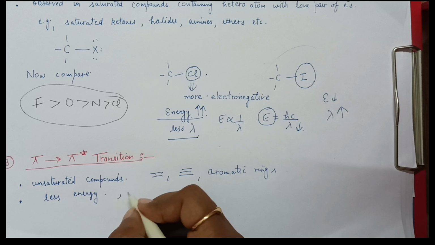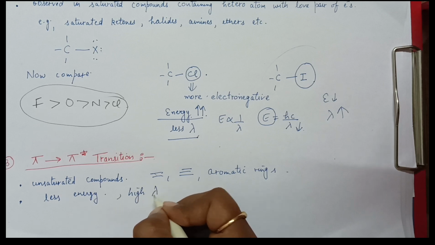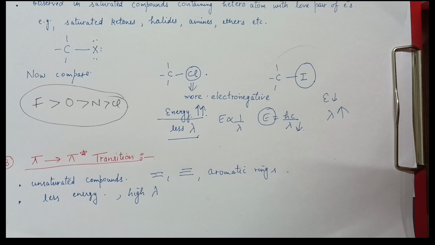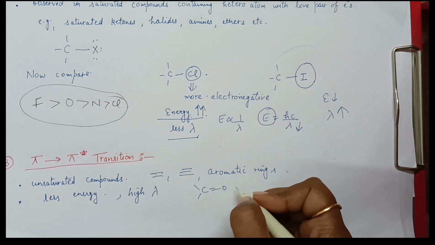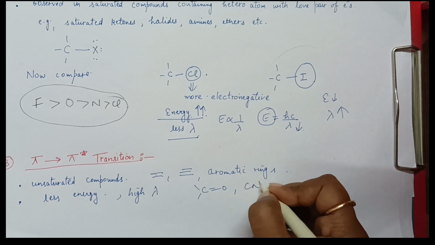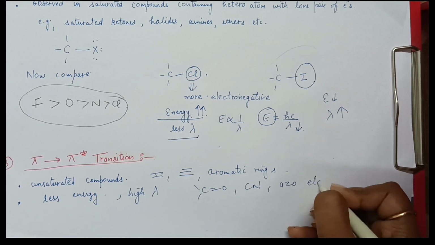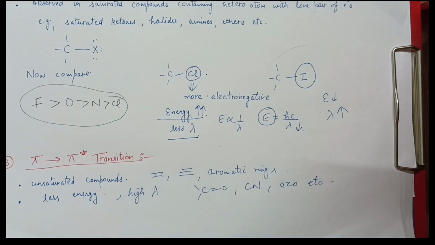So less energy means high wavelength. High wavelength will be required. So examples will be what? Alkenes, alkynes, carbonyl compounds, cyanide, azo compounds, etc. So all of those which will be having the unsaturation, double bond or triple bond present, those will show the pi to pi star transition. Now we will discuss about the overall energy profiling very shortly in this video or maybe in the next video. So now we will move on to the n to pi star transition.